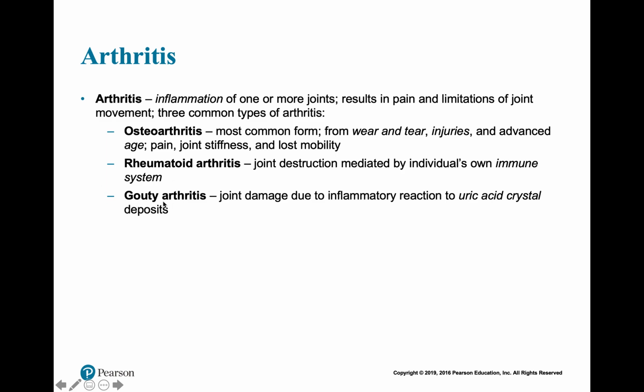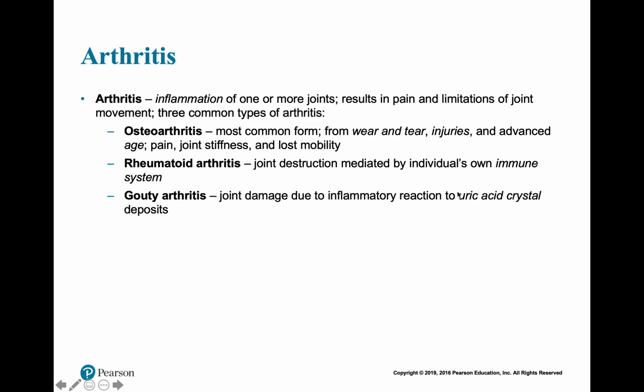Gouty arthritis, this is what is present in individuals who have gout. Gout is a condition in which you produce too much uric acid, or your kidneys aren't able to secrete enough uric acid in the urine. So either you make too much and your kidneys just can't handle it all, or there's something wrong with your kidneys and your kidneys have an issue with eliminating uric acid.